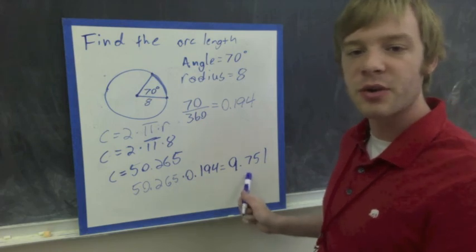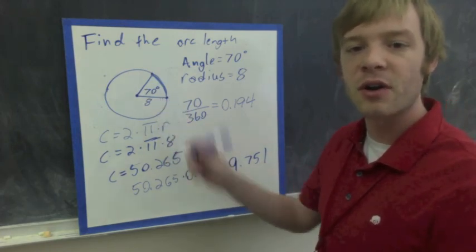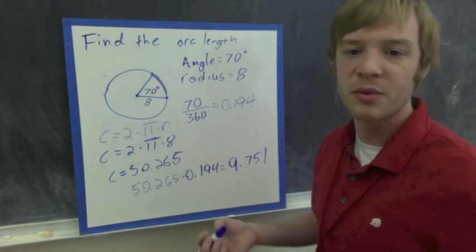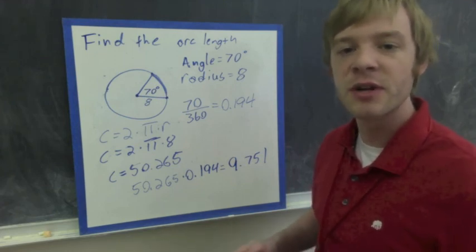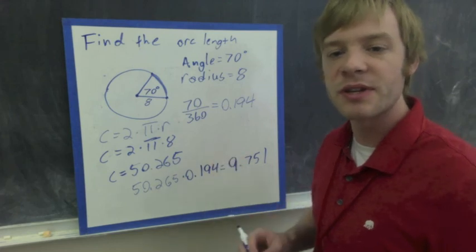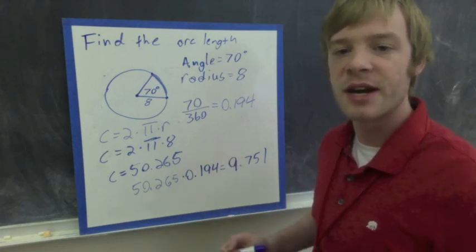And so this right here would be our answer. That's the length of the arc. If this were a word problem, then you'd have your units like feet or inches or meters or whatever. But since we're not told what the unit is, we can just leave this as 9.75.